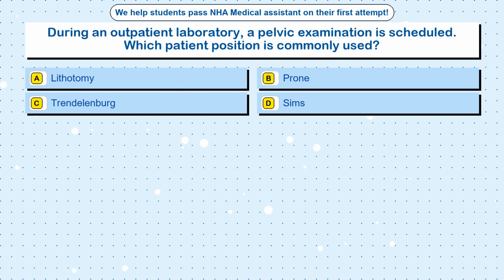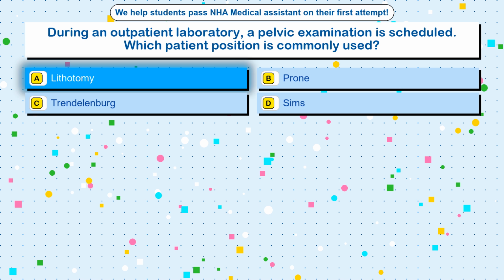Question 76. During an outpatient laboratory, a pelvic examination is scheduled. Which patient position is commonly used? Option A. Lithotomy. Option B. Prone. Option C. Trendelenburg. Option D. Sims. The correct answer is option A.